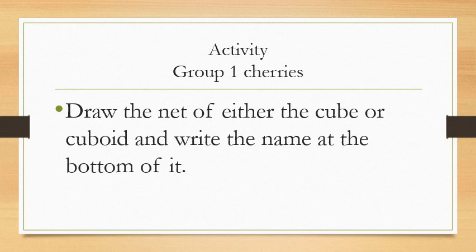You're not drawing both shapes. You're drawing one of them, one of your choice, and you write the name at the bottom. So if you draw the cube, then you write the cube's name at the bottom. If you draw the cuboid, then you write the cuboid name at the bottom.